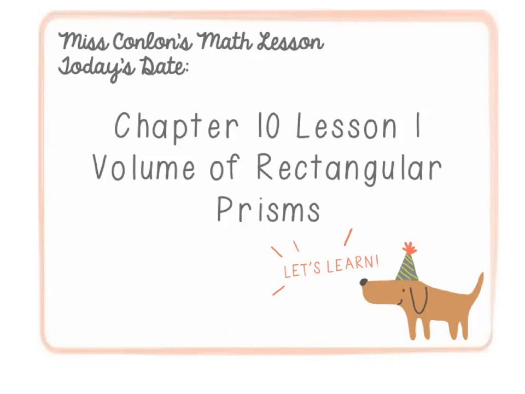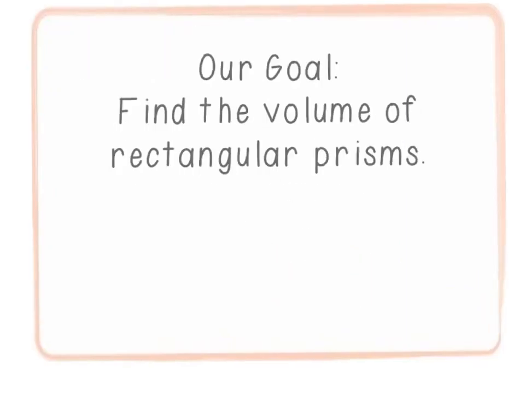Chapter 10, Lesson 1, Volume of Rectangular Prisms. The goal of the lesson is to be able to find the volume of rectangular prisms. In order to master this skill, you need to make sure that you understand the formula, that you're able to apply it, and also that you can work backwards. So if they're giving you parts of the formula, you need to find the missing dimensions. If you can do all of those things, you've accomplished the goal.